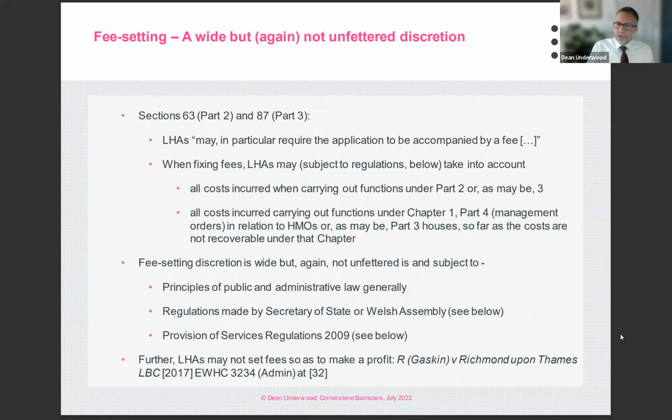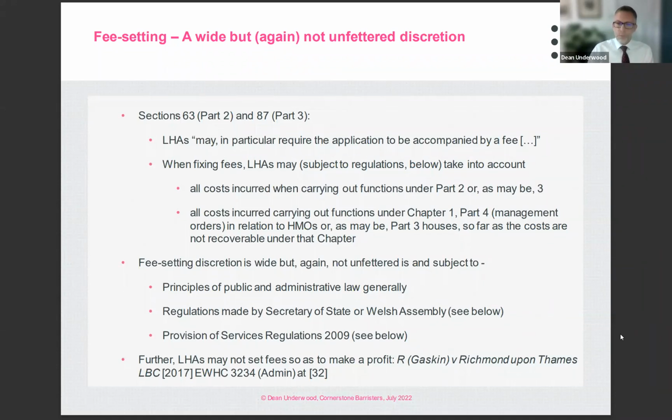But for the time being, note again that the local housing authority's fee setting discretion under sections 63 and 87, although wide, is again not unfettered and is subject to, as we saw previously, principles of public and administrative law generally, to regulations made by the Secretary of State or the Welsh Assembly, to the provision of services regulations, and indeed to more generally applicable statutory obligations such as those under the Equality Act 2010.